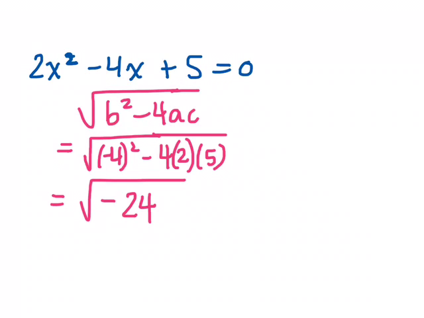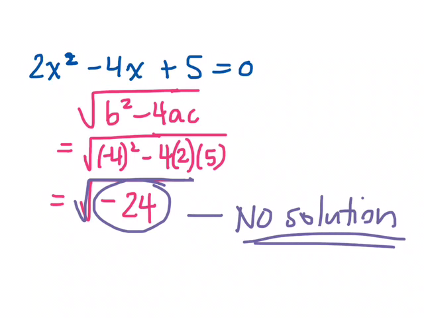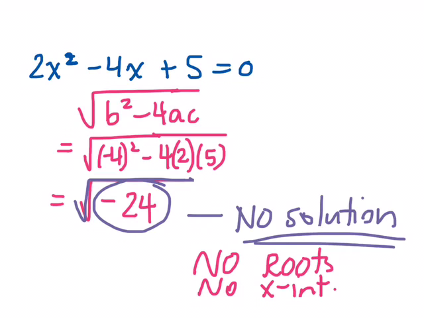Now we have a negative number that you're supposed to square root. What happened when you tried to plug this in on your calculator? What happened when you punched in a negative number and then hit square root? It said error, right? Which means that there is no solution. We can't solve this. You can't find the square root of a negative number. It's impossible.